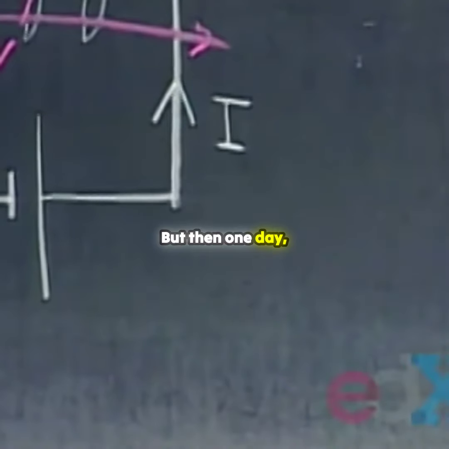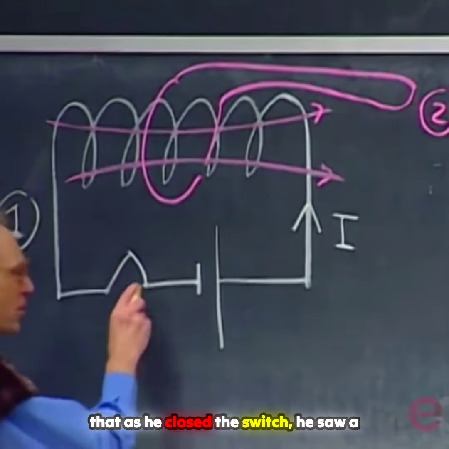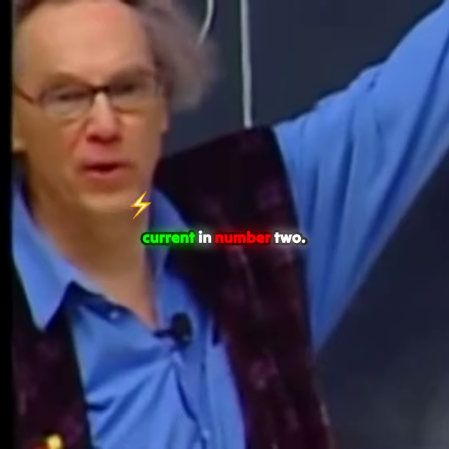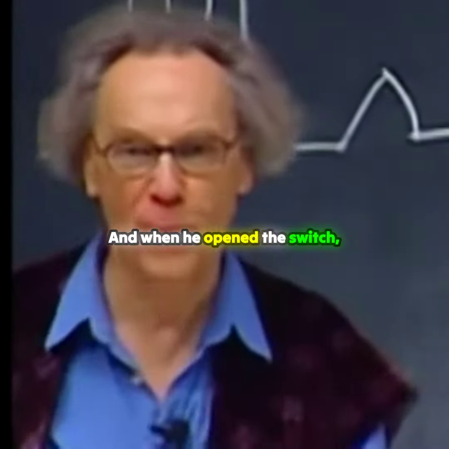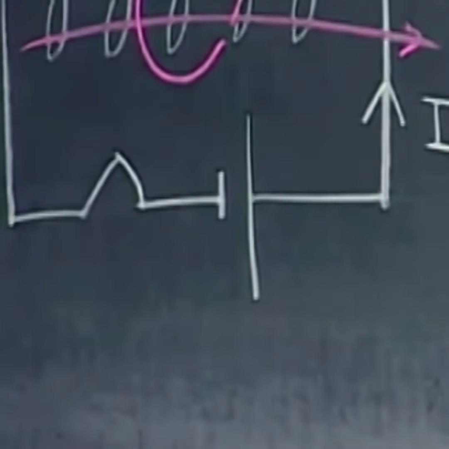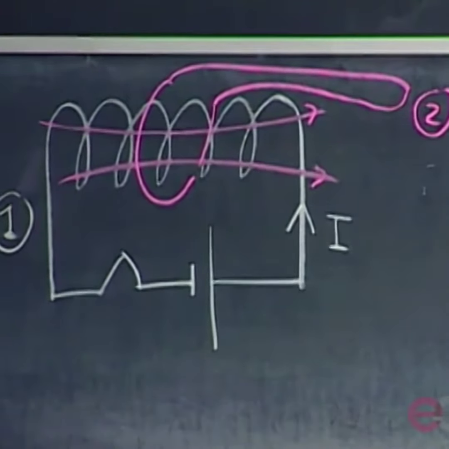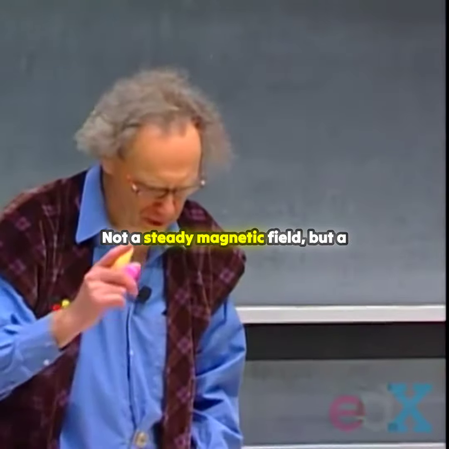But then one day, he noticed that as he closed the switch, he saw a current in number 2. And when he opened the switch, again he saw a current in number 2. And therefore he now concluded that a changing magnetic field is causing a current. Not a steady magnetic field, but a changing magnetic field.